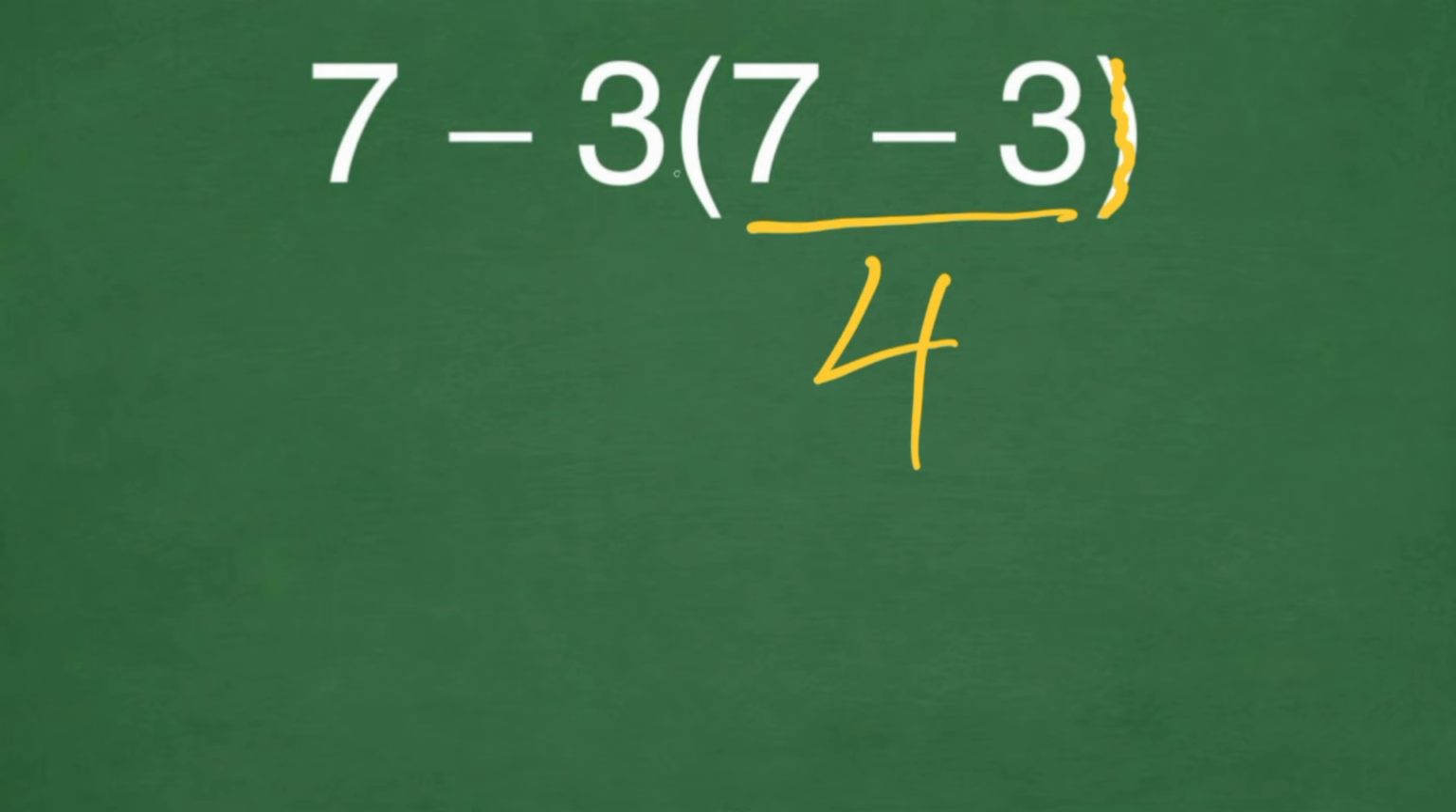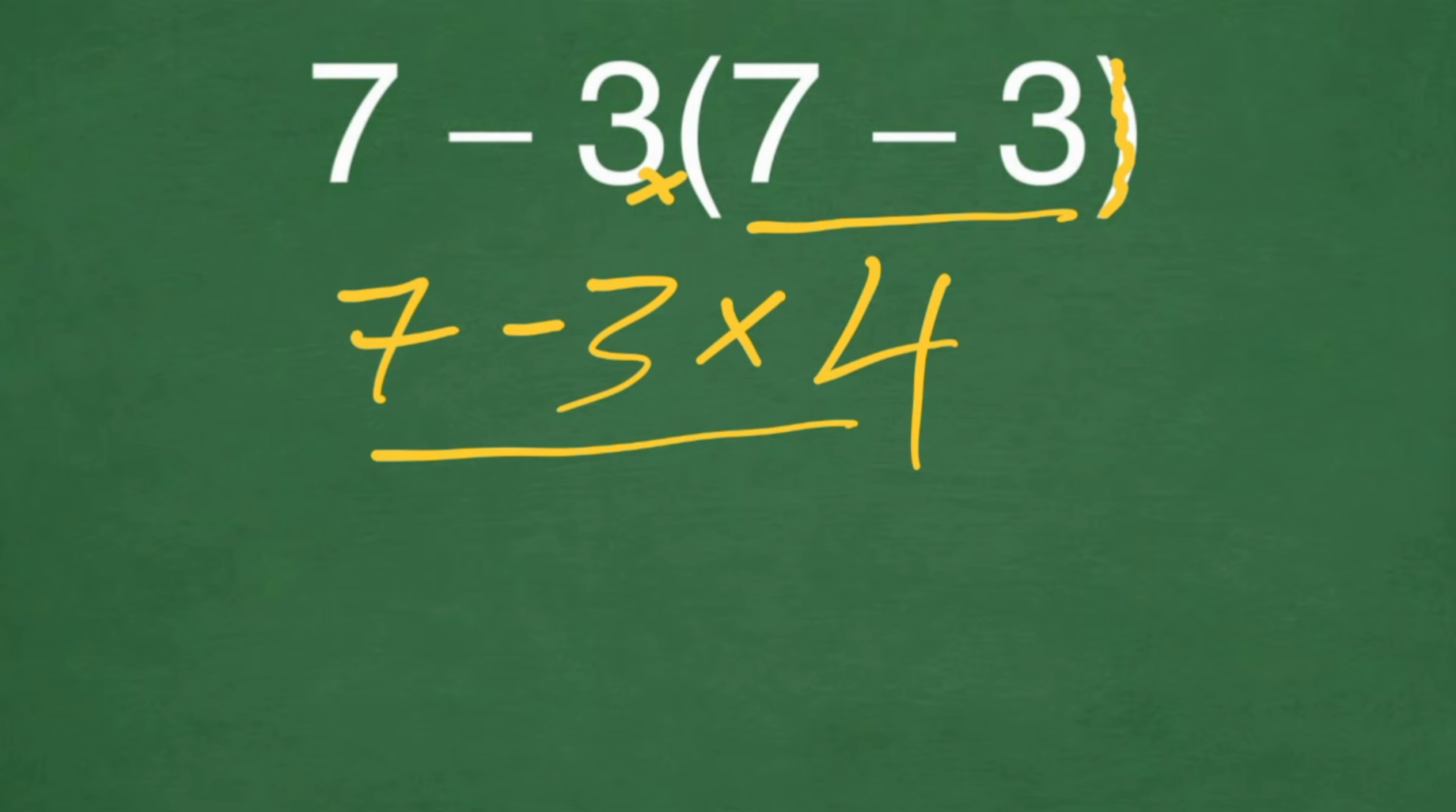So 3 multiplied by the difference of 7 and 3. So that is what it means. So 7 minus 3 times 4 is going to be the equation, right? This is the simplified version of the equation. So 3 times 4 here gives us 12, because according to the order of operation, we have to do the multiplication before subtraction, right?